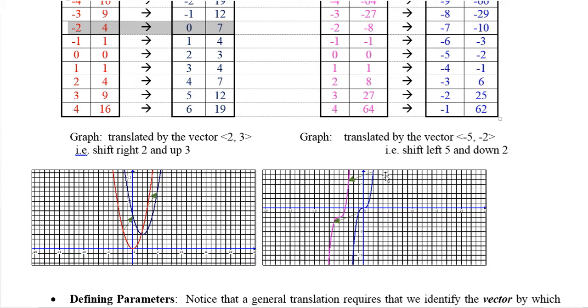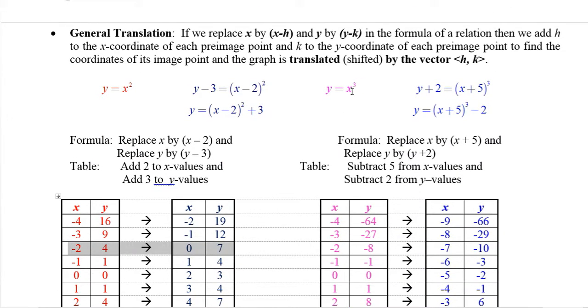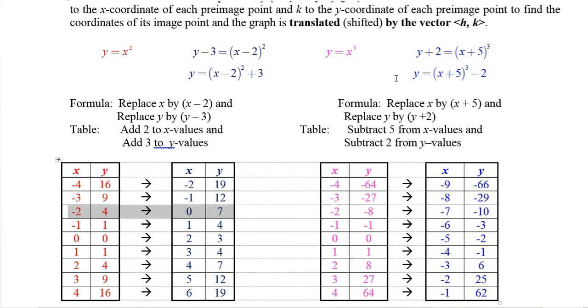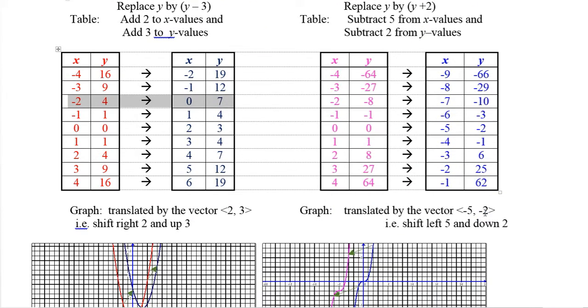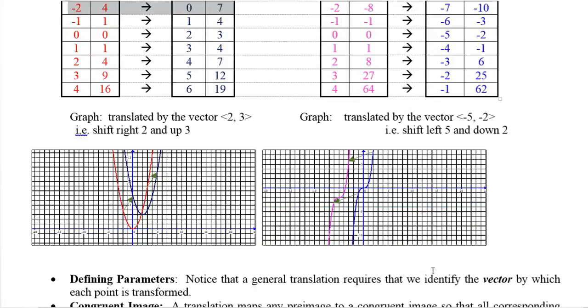This one down here shifts left 5 and down 2 by taking x and actually adding negative 5 to x, which is replacing x by x plus 5, and actually subtracting 2 from y, which is replacing y by y plus 2. And you can see that here in the table and the graph.